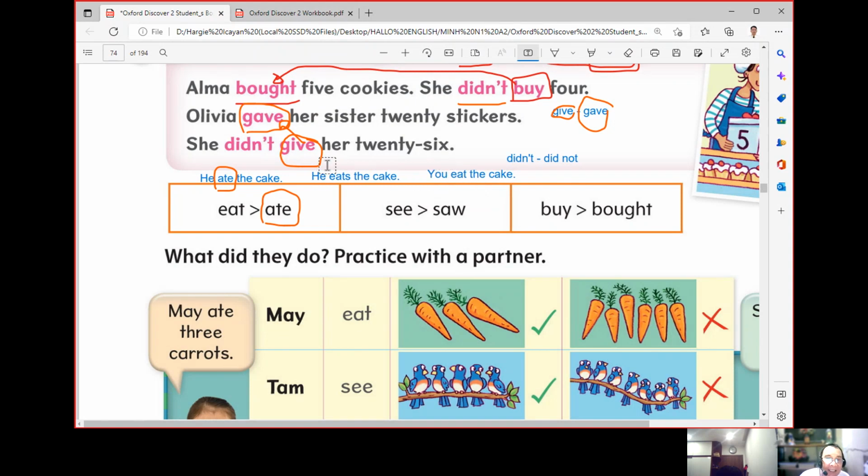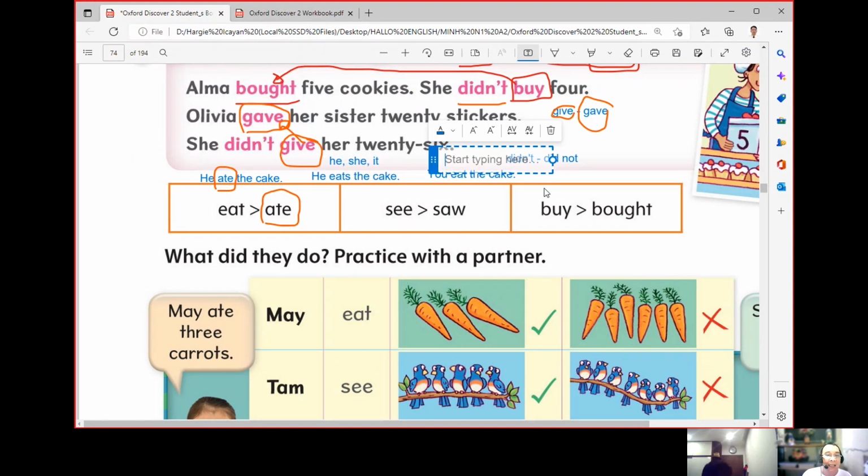Remember again, when to use the verb that has an s: if our subjects are he, she, it. And when to use the verb that doesn't have an s: if our subjects are you, we, and they.